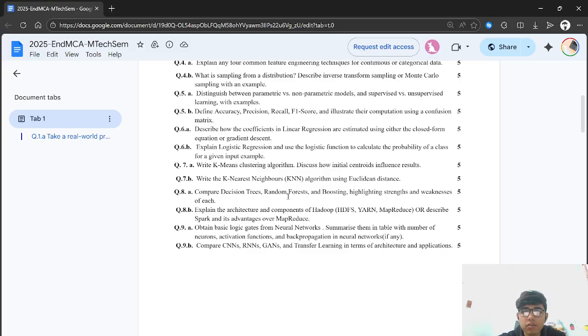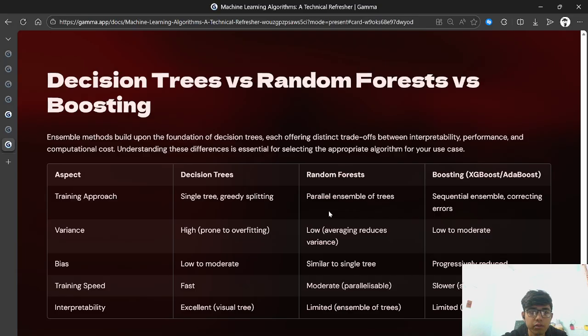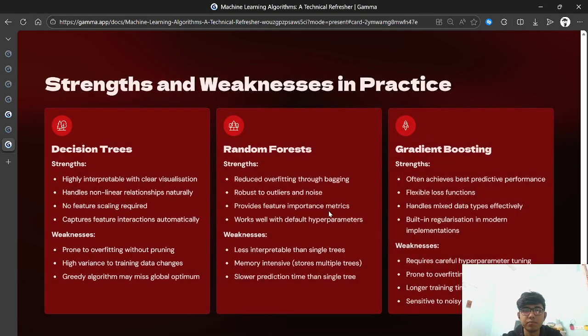Let's proceed to the next question, that is: explain the architecture and components of Hadoop, HDFS, YARN, MapReduce, or describe Spark and its advantages over MapReduce. So let's proceed to that.